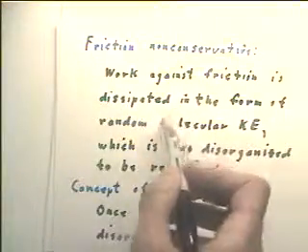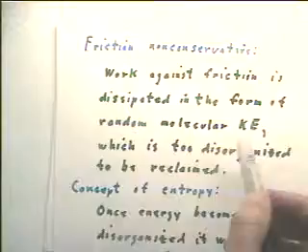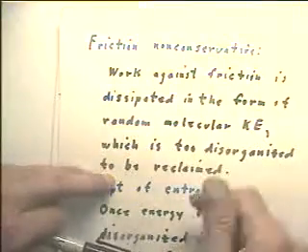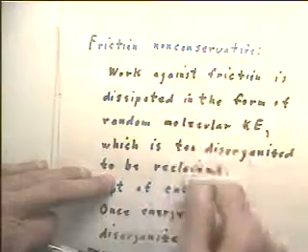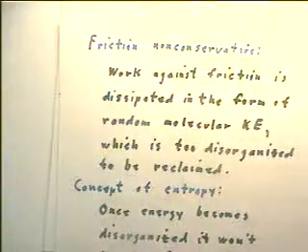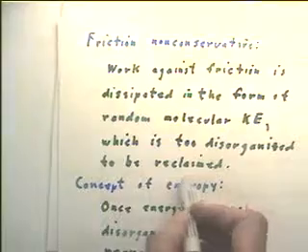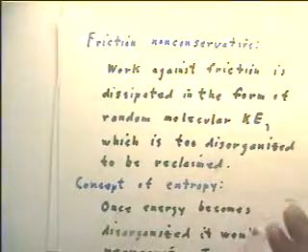Friction is a non-conservative force. The work done against friction gets dissipated in the form of random molecular kinetic energy. As I slide the marker across the paper, there's some thermal energy created, and that increases the kinetic energy of the molecules in the paper and in the marker. And that energy is random, completely disorganized. There's no way to reclaim it. It's so disorganized we can't get it to come back together and do anything with it.